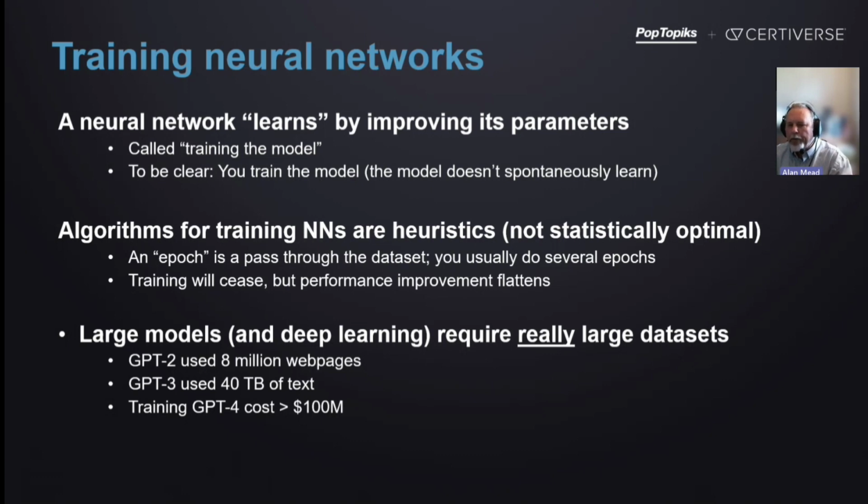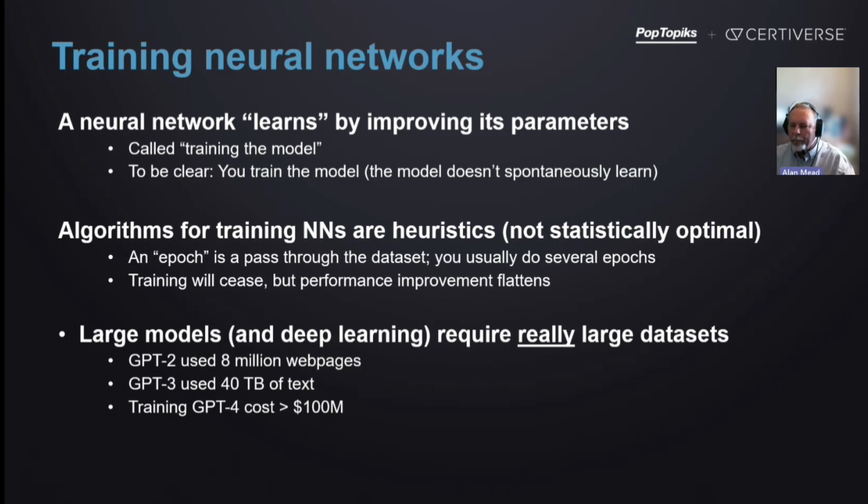And the algorithms for training neural networks are not like other algorithms. If you have any training in statistics, they're not statistically optimal like the calculation of regression weights. They're heuristics. And so you continue to make the model better, maybe evaluating the performance of the model after every iteration, and you stop when the performance stops improving, or you run out of funds for compute or something like that. And the large language models that we're interested in, also deep learning models, require really, really large data sets.